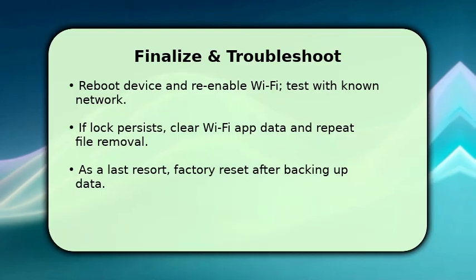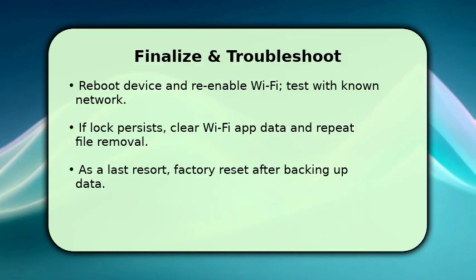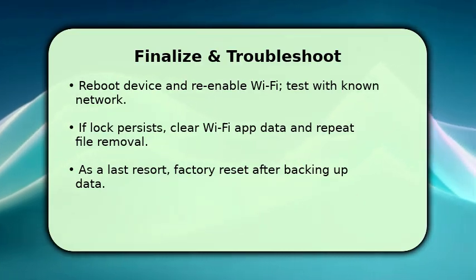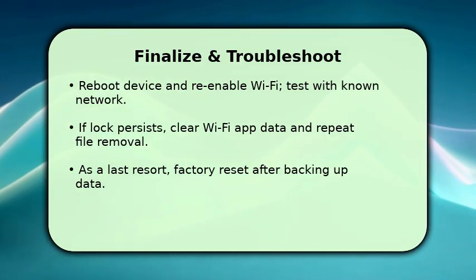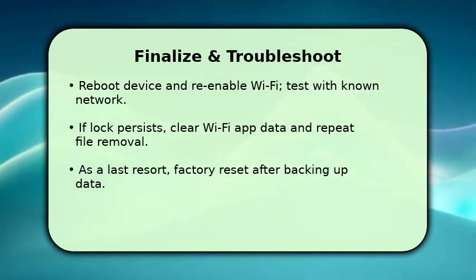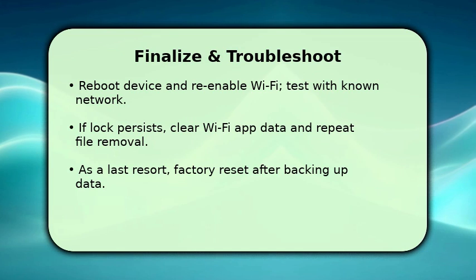If the lock returns, clear the Wi-Fi system app data in Settings apps or repeat the ADB removal because cached entries can restore locks. Make sure to test multiple reboots. If nothing works, consider a factory reset as a last resort, but only after backing up everything. This removes persistent software locks, but will erase user data.